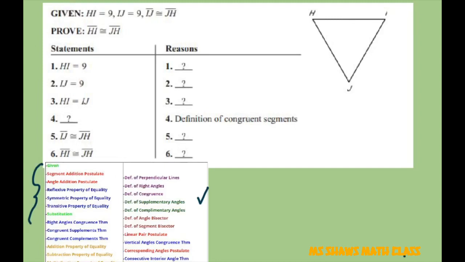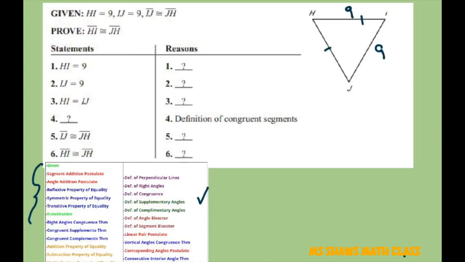But these are the vocabulary words you need and theorems, etc., for proving geometric proofs. So the first one is given that HI equals 9, so HI is here and equals 9, and IJ equals 9, and IJ, line segment IJ, is congruent to line segment JH. So that's it. And we have to prove that line segment HI is congruent to line segment JH.